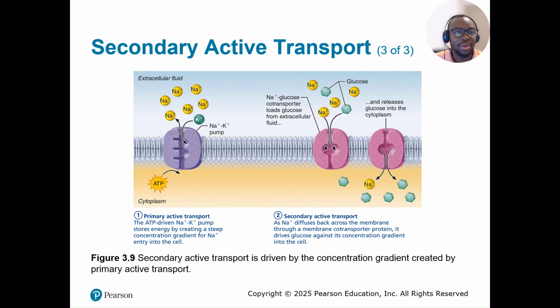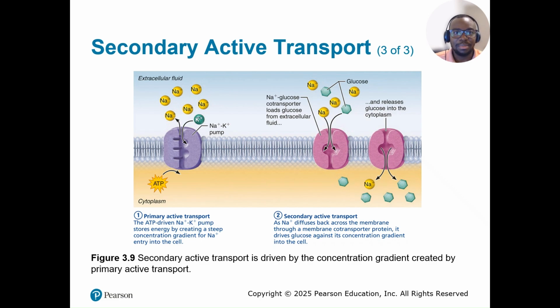Note that sodium ions are more concentrated outside the cell and potassium ions are more concentrated inside the cell. In the first step, which is a primary active transport process which we've discussed already, the ATP-driven sodium-potassium pump stores energy by creating a steep concentration gradient for sodium entry into the cell. The pump drives sodium ions out of the cell and pumps potassium back into the cell.